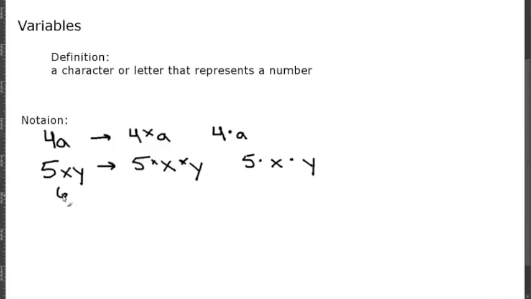Now, if you have 6 over 2, that's the same thing as 6 divided by 2. So, if you have, let's say, 8 over r, that is really 8 divided by r. So that's just important notation to know when dealing with algebraic expressions. Now, let's go over some examples.